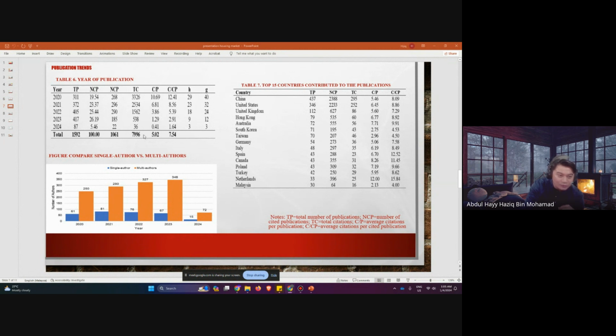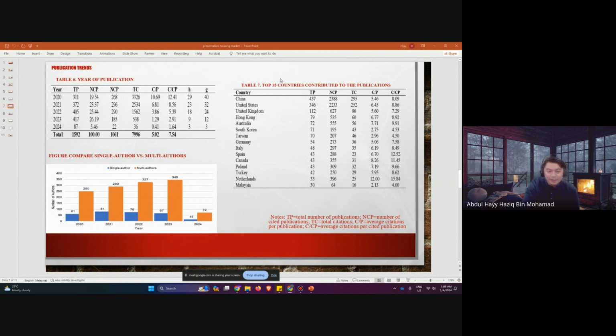And overall, we can see that the total citation is quite an astonishing number because it almost reached 8,000, even though the publication year does not exceed 5 years. Okay, so you can see that citation per average is also high here, and average citation per publication is also high here. And then comparing the single author and multiple author, even the single author is considered high with 61 in 2020, 81 in 2021. And of course, if we want to compare multiple author and single author, multiple author is higher.